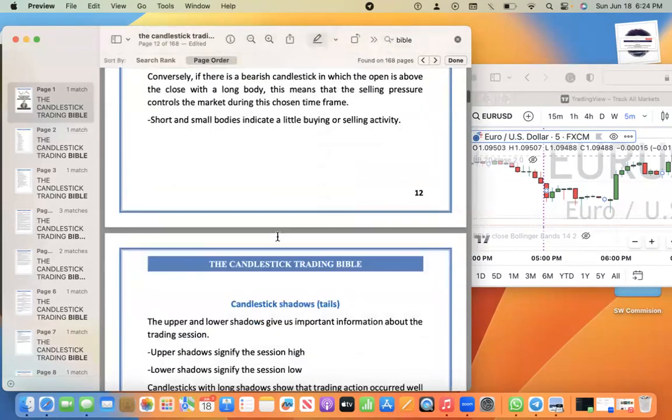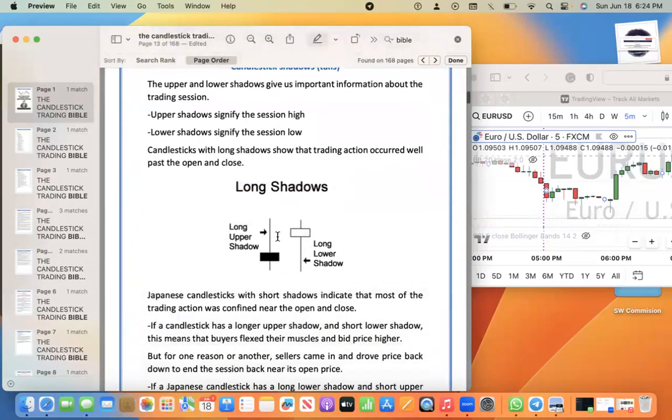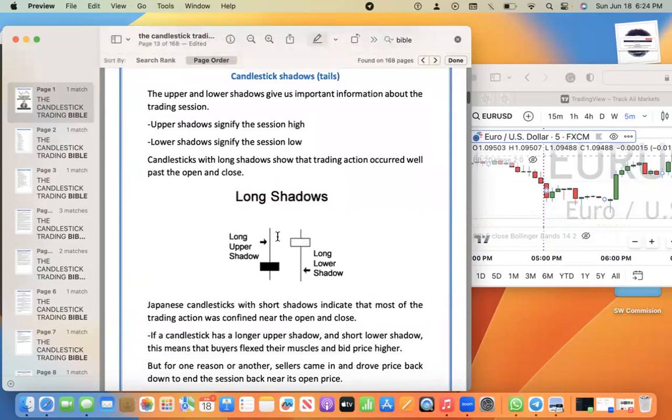So that's about the bodies of the candles. Now, this is one of my favorite things, like just fundamentally understanding this that really helped me become a better trader, right? Is understanding the wicks and being able to identify the liquidity.